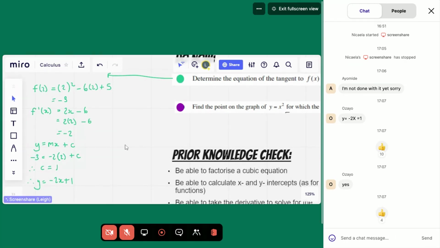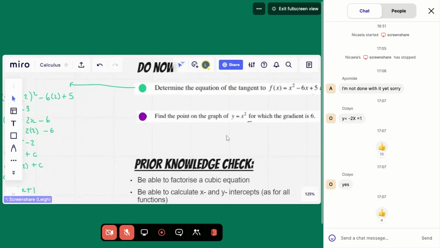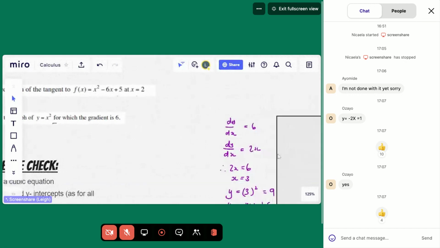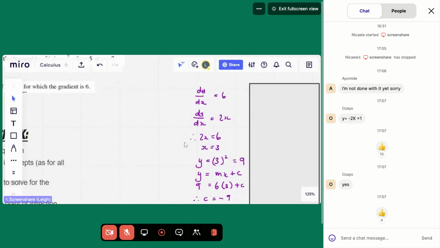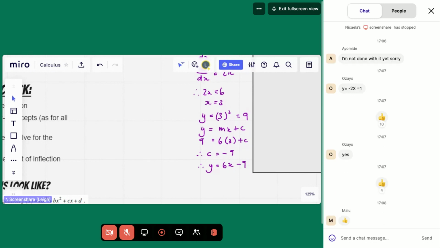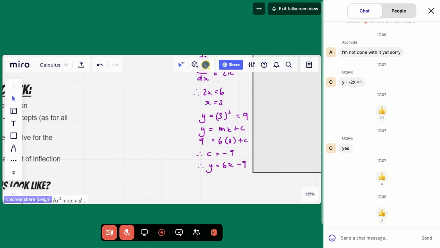Nice. Okay, should we go and have a look at the purple one quickly? So this is what happened with the purple one. This is what I got. I got y equals 6x minus 9. And again, if you can give me a thumbs up if you got the same answer as me. I hope I didn't make any mistakes. Thank you, Malu. Maybe not everybody got a chance to do it, but that's fine. Oh, great. 5 thumbs ups. That's wonderful. Even 6. Azayo, lovely. All right, well done, guys.